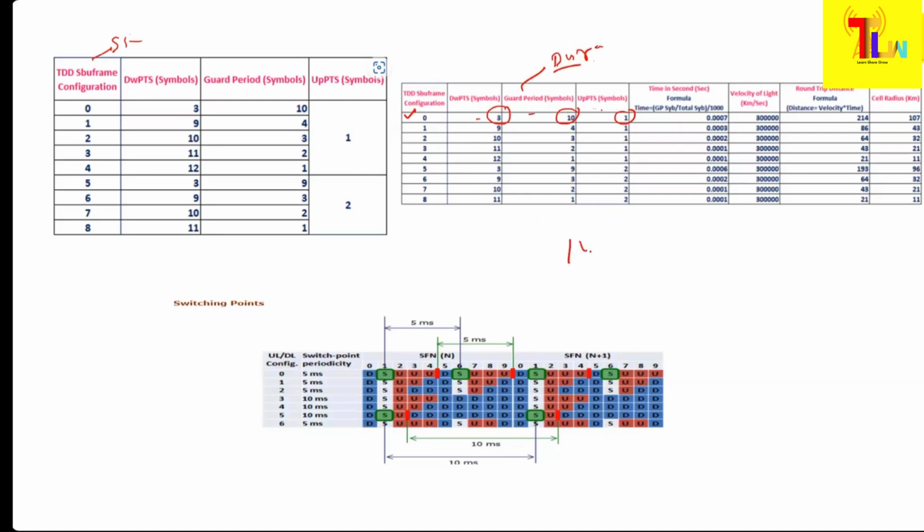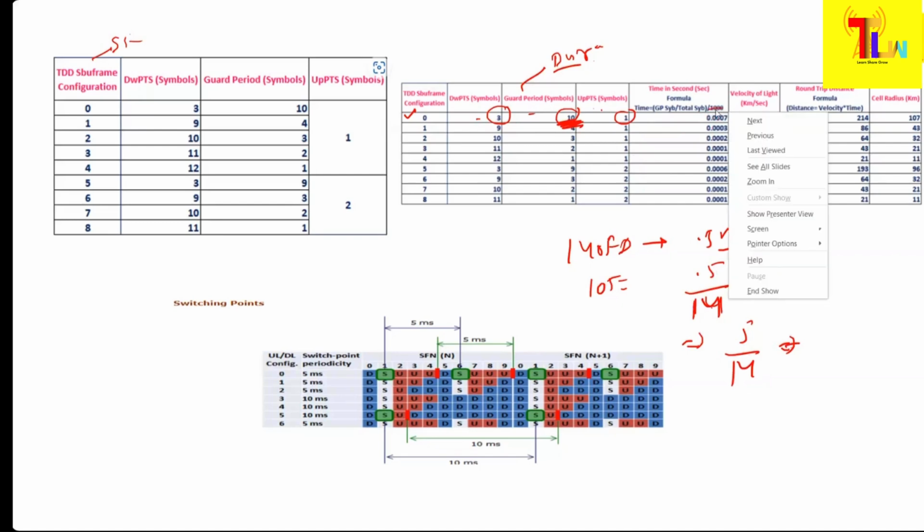So total subframe, 14 OFDM symbols, is taking 0.5 millisecond. So one OFDM symbol will be 0.5 by 14. Then 10 OFDM symbols will be 0.5 by 14 into 10. Sorry, it will be 14 because this is 14. So 5 by 14, you can calculate this much duration. This is the time.